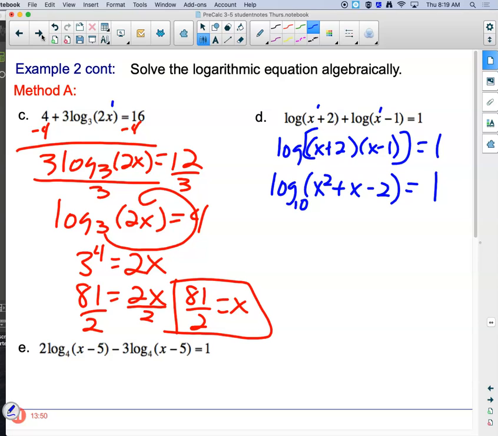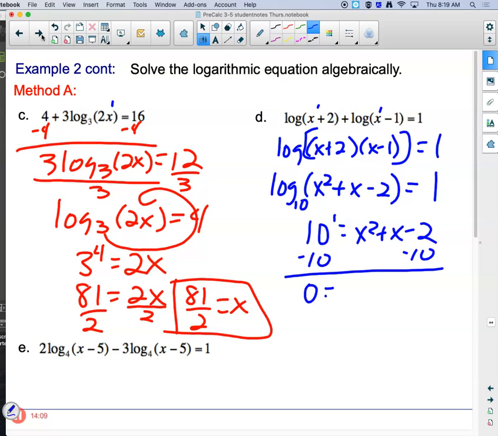Again, the base of common logarithm is a 10 because we have a base 10 number system. Snail shell, 10 to the first equals x squared plus x minus 2. Then we'd go ahead and subtract the 10 from both sides. So 0 equals x squared plus x minus 12.